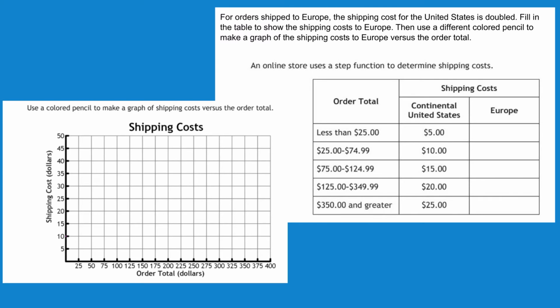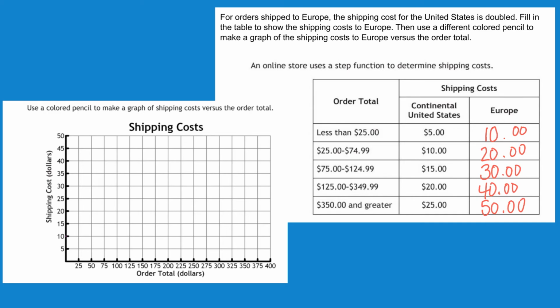So it says that the shipping costs are doubled. And so for Europe, we're just going to double that shipping cost. So when it's less than $25, then we're going to have double the $5 shipping, so it's now going to be $10. And 25 to $74.99, well, that's going to be double 10, so that's going to be $20. So on and so forth. Then we'll have $30. Then we'll have $40. Then we'll have $50. Okay, now they want us to graph it.